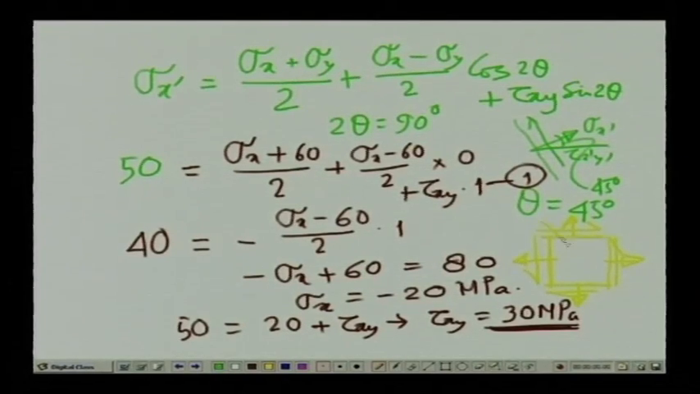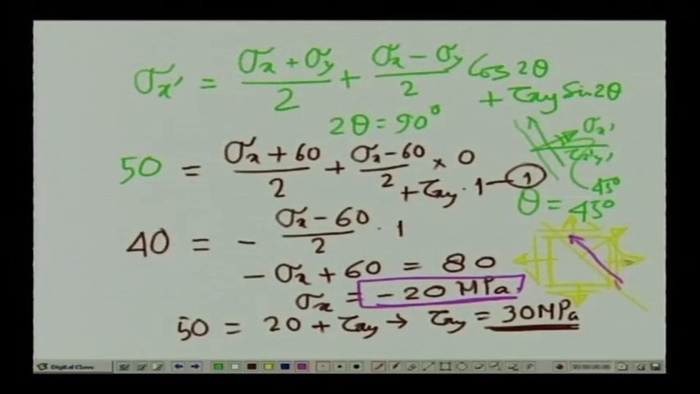And on this plane, which is at an angle of 45 degrees with the x plane, sigma x dashed and tau x dashed y dashed act. So, these are the values of sigma x. Sigma x gives you minus 20. So, here if you see that I have made a mistake, the stress is minus 20.